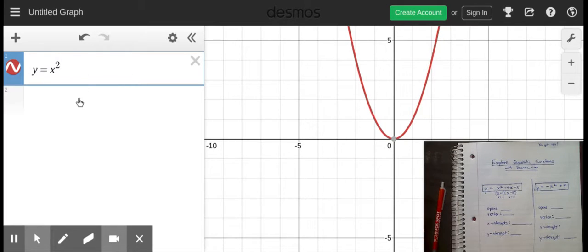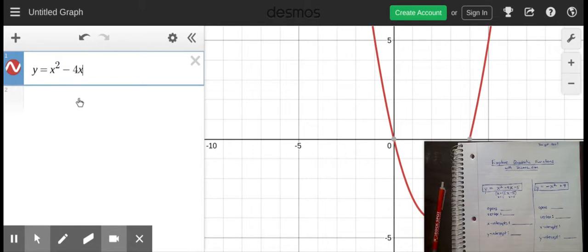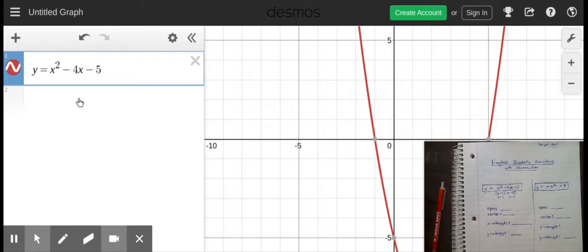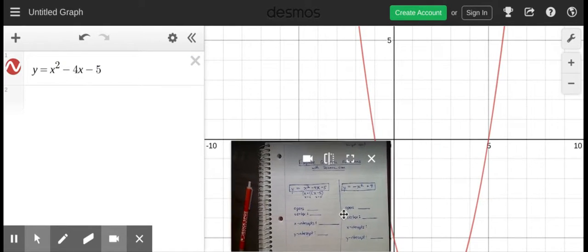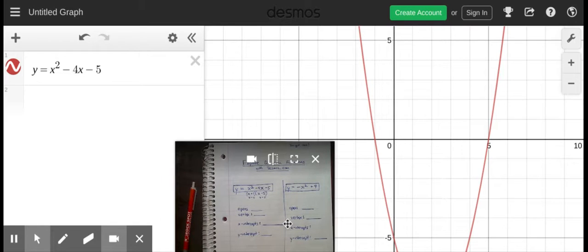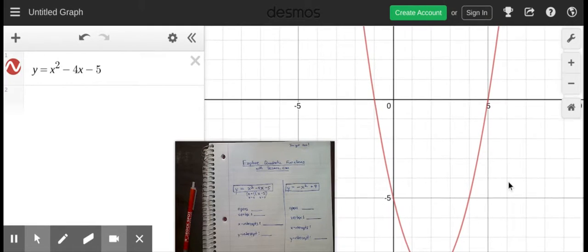I'll continue. I'll get out of the exponent. Minus 4x minus 5. There we go. Let me slide this out of the way. Okay. And here we can see our parabola. Okay, I just want to notice a few things about a parabola. You can drag this around to see it better.